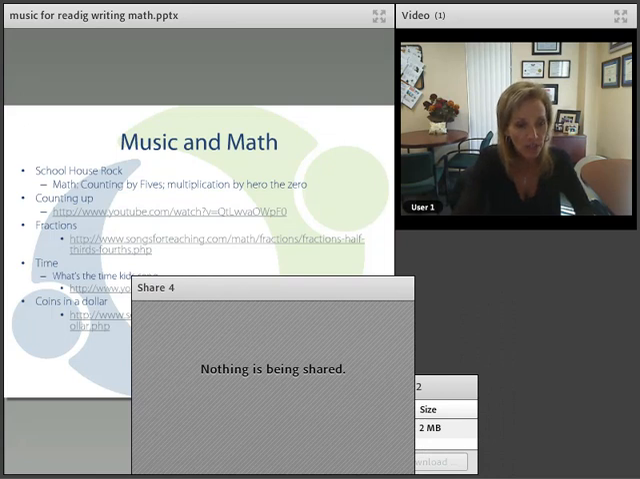The other ones on here, there's a song that is about telling time, how to tell time on a clock, as well as the coins in a dollar. And the music and the lyrics will help the children to memorize these concepts that might be quite challenging for them. Fractions can be quite challenging.